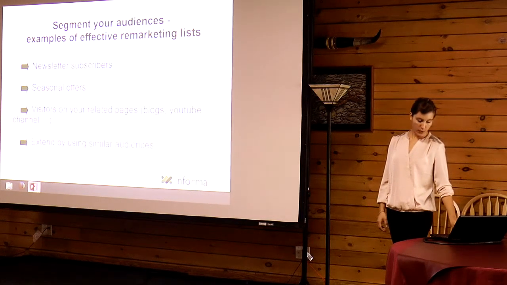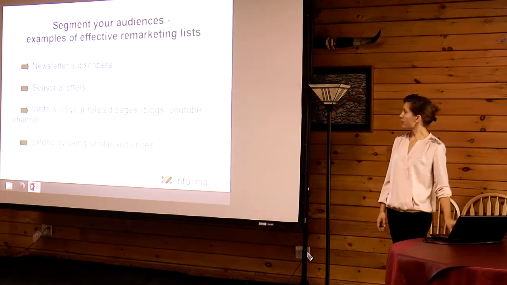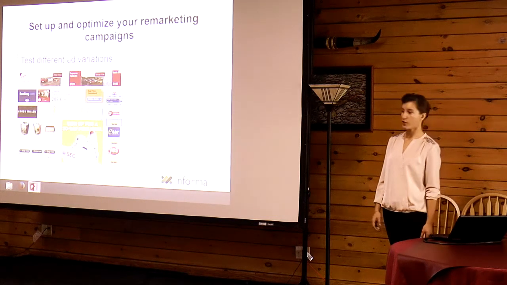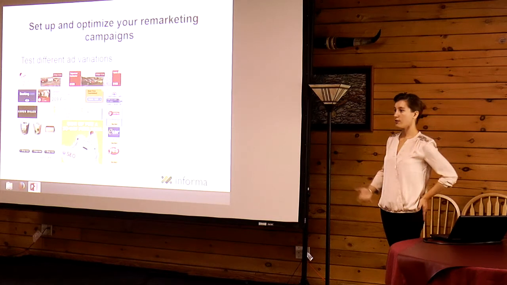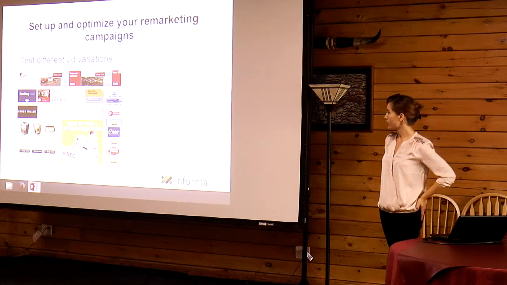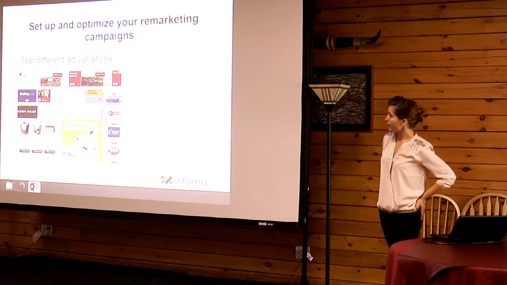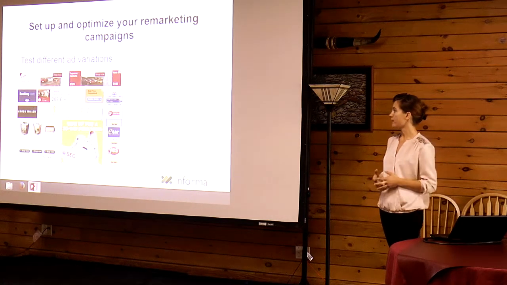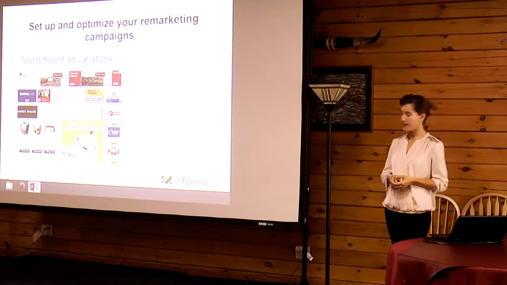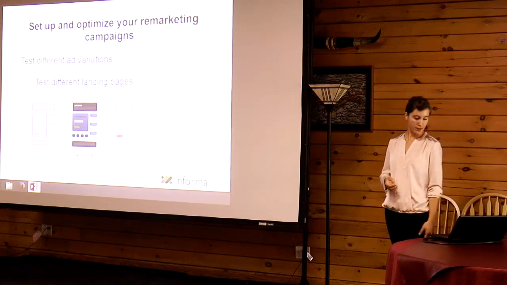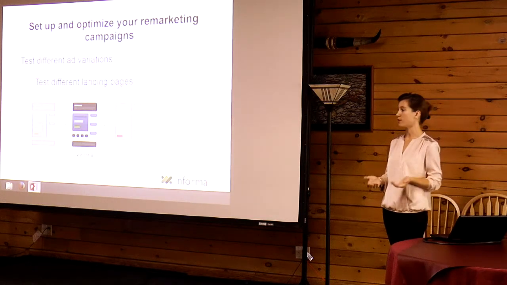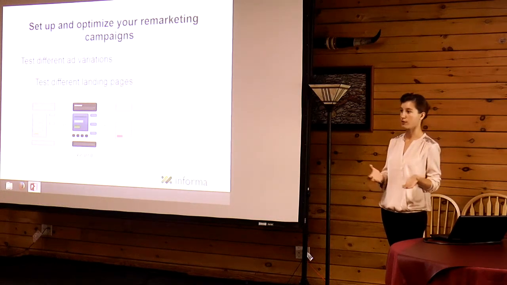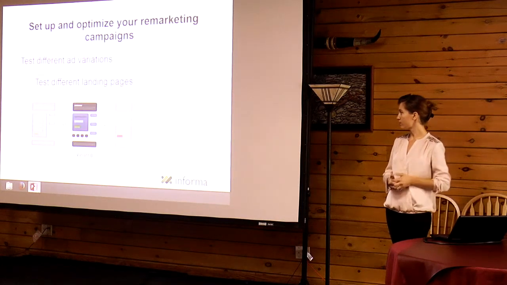So you have the code, you have the lists, and you just have to set up a remarketing campaign, and then like with all other campaigns, you have to analyze the results and optimize it. So you can test different ad variations, different sizes, images, calls to action, to see what works best. You can test different landing pages. So where do you want to send your visitor after he clicks on your ad, maybe the home page or a specific product page. So you should test that.